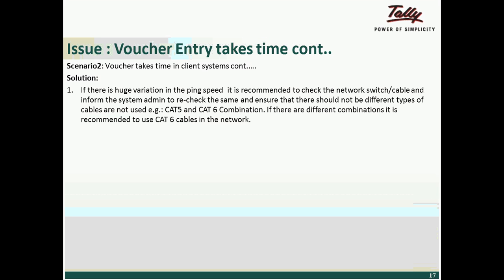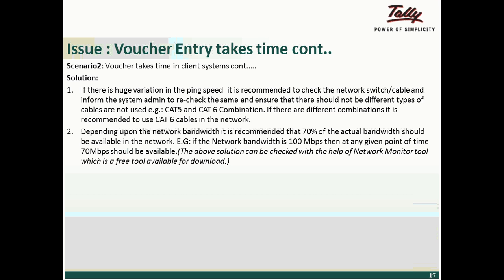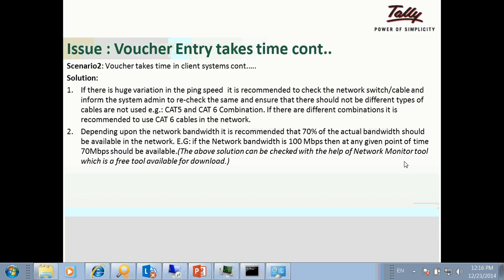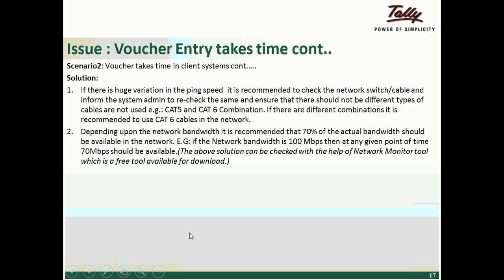Client continued. Solution. If there is huge variation, again you have to check if there is any combination of Cat5 and Cat6, if there are any Wi-Fi systems involved, or any other operations. You have to take precautions accordingly. Depending upon the network bandwidth, what we have already discussed when troubleshooting for the server company loading holds good here also. There are a lot of network tools available you can download and check.